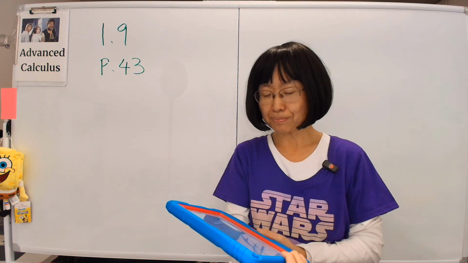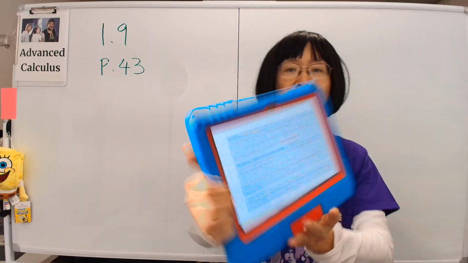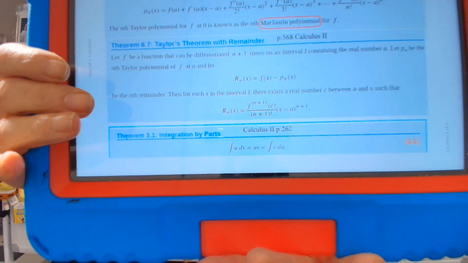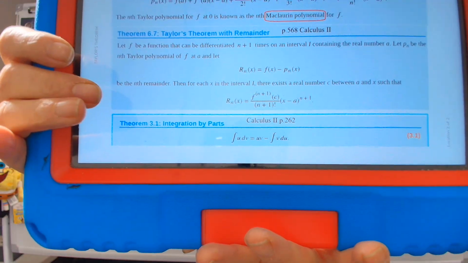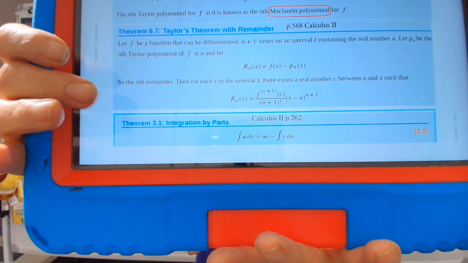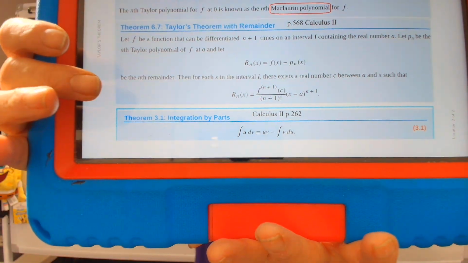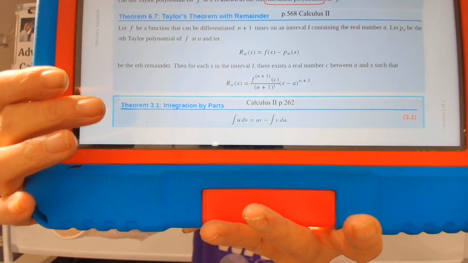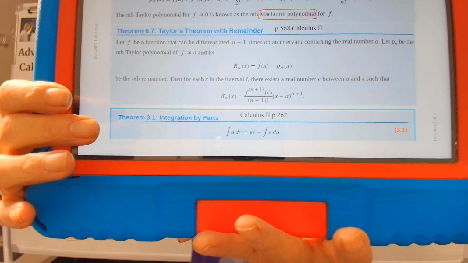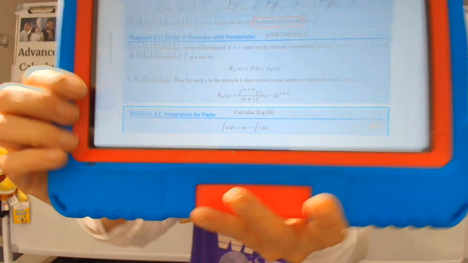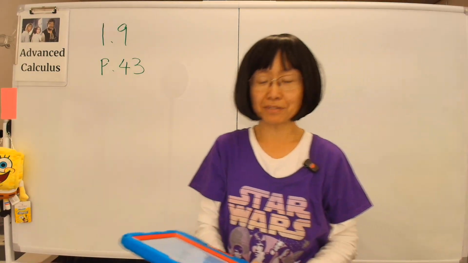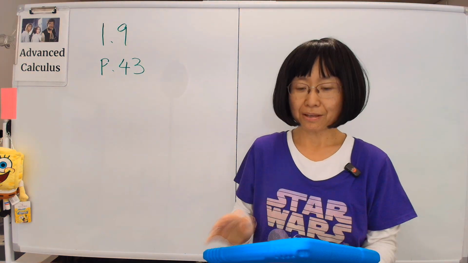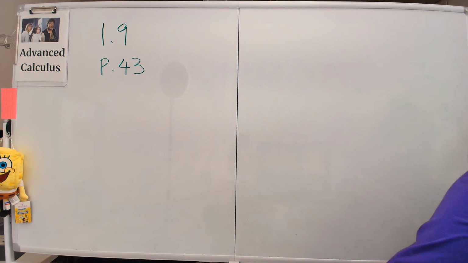Now, Taylor's expansion has a remainder formula. The remainder is equal to something like this: the (n plus 1)th derivative evaluated at c, and so on. We'll go into details; I just want to quickly remind you of this. And finally, we need to remember how to do integration by parts. Integration by parts is done by the good old formula: the integral of u dv equals uv minus the integral of v du. That will also be required in this section.